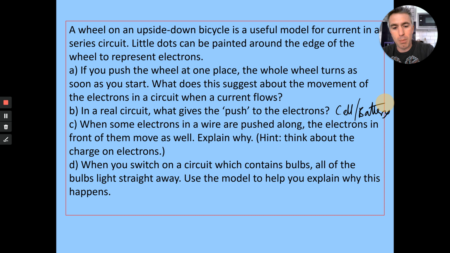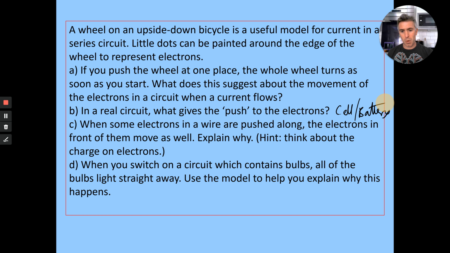When some electrons in a wire are pushed along, the electrons in front of them move as well. Explain why. Well, as I just demonstrated, you can't have one electron move and another not, because it would block it, because it's a loop. So if one moves, they all have to move. It's like when you were in school and everyone's going up the stairs. If someone goes really slowly, the whole set of people moving up the stairs moves really slowly. If someone stops, everyone on the stairs has to stop because you can't get past. And the same with the electrons in the wire. They all have to move at the same speed for it to flow.